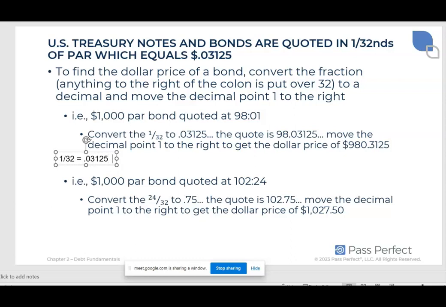So 98:01 is 98.03125 percentage of par value. And now that we see it in decimal format, move the decimal point one place to the right. Of course, that will come out to $980.31. At this point, we're going to round it off to the nearest penny: $980.31, because we can't get finer than a penny.